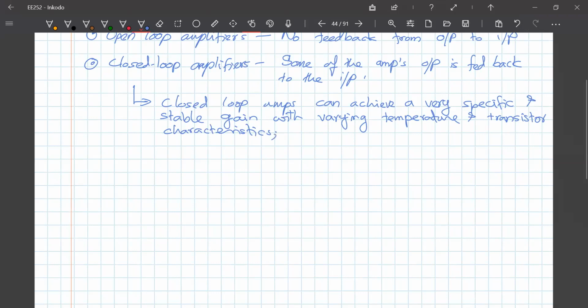As well as much lower distortion. Okay, you can achieve much lower distortion. It also reduces effects of noise. Reduce the effects of noise.